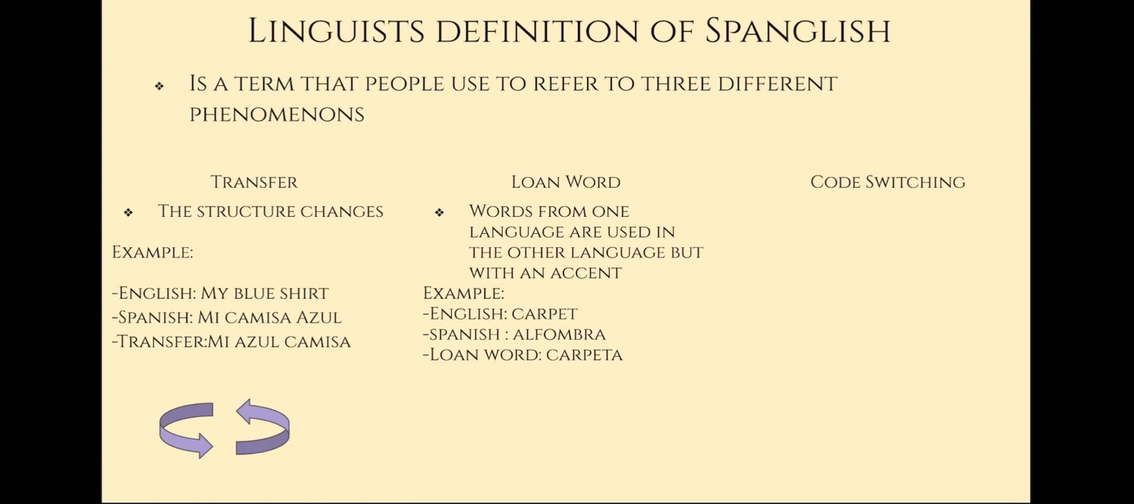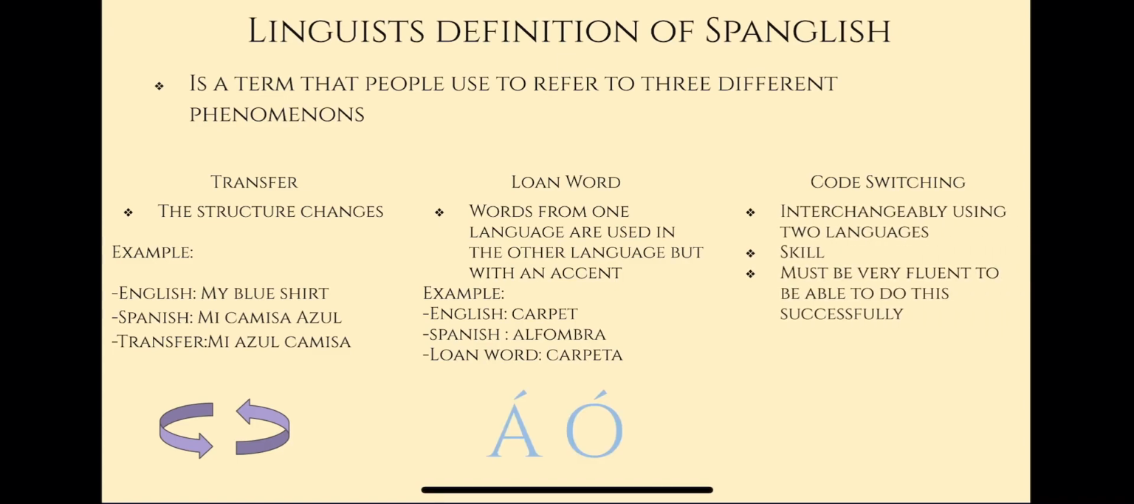Lastly, we have code switching, which is considered a skill by many linguists. Code switching is interchangeably using two languages. In order to master code switching, it requires the person to be fluent in both languages. An example would be, I am going to mi clase de español. Code switching has many purposes. It can be used to emphasize or to show more emotion.